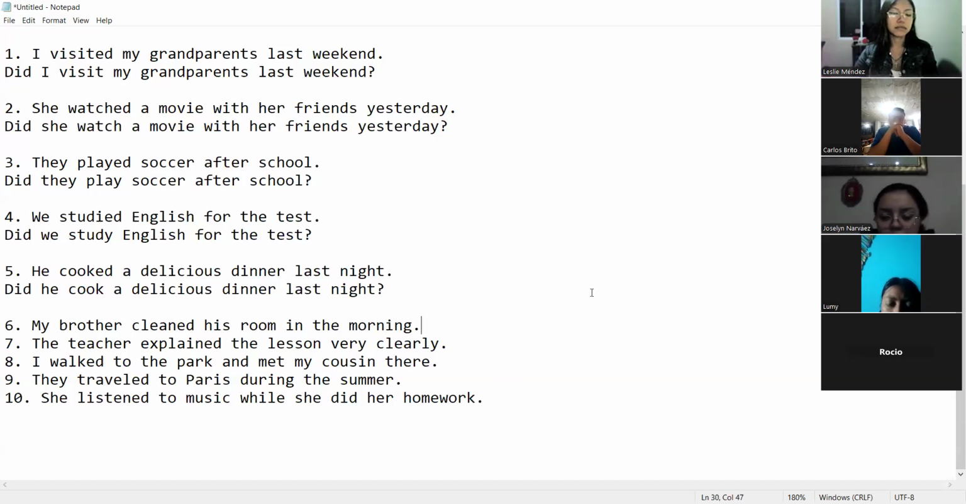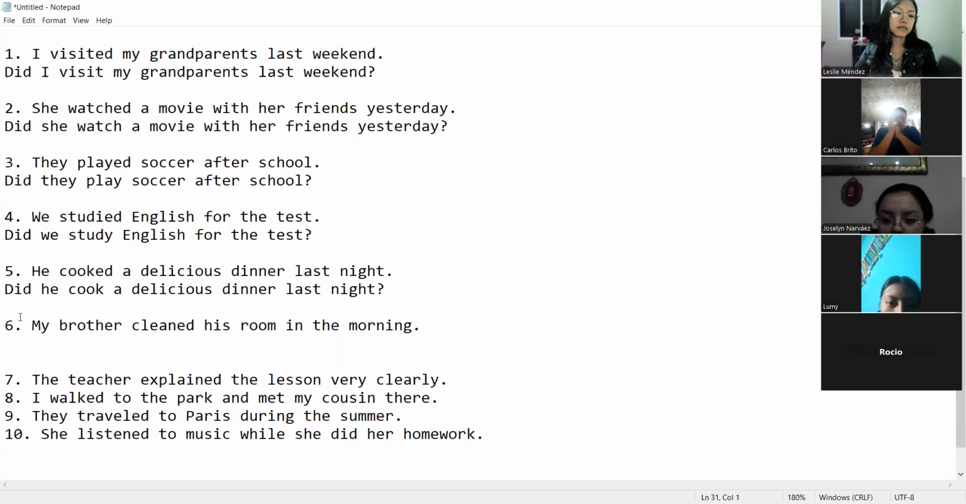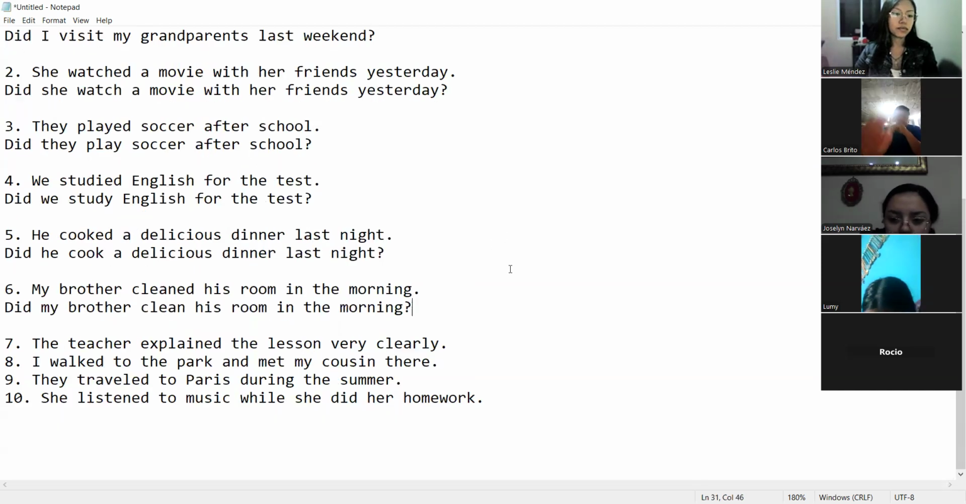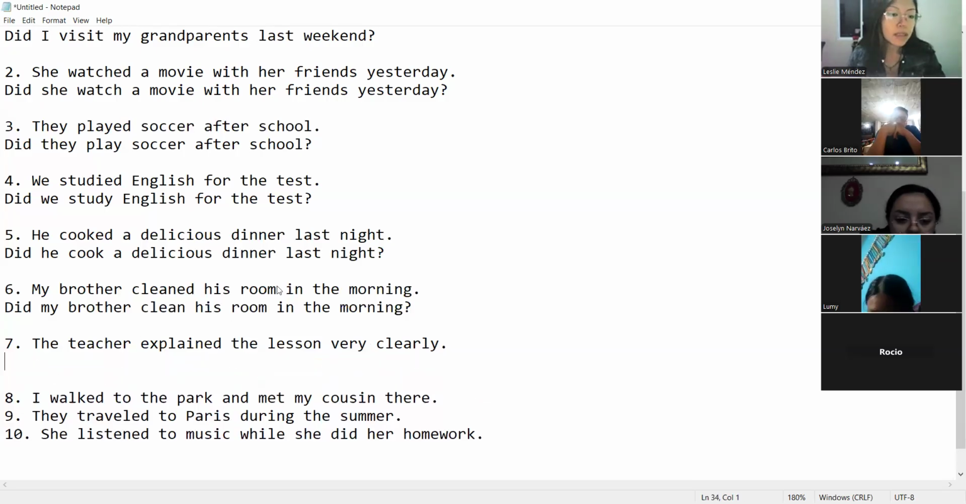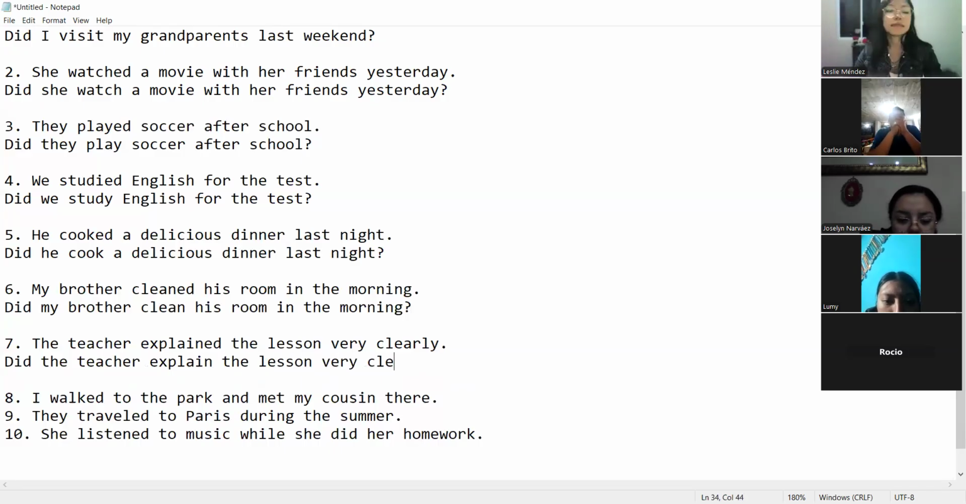Lumi, it says, my brother cleaned his room in the morning. Did my brother clean his room in the morning? Very good. Then we have this one. Leslie, the teacher explained the lesson very clearly. Did the teacher explain the lesson very clearly? Good. Very easy, right?